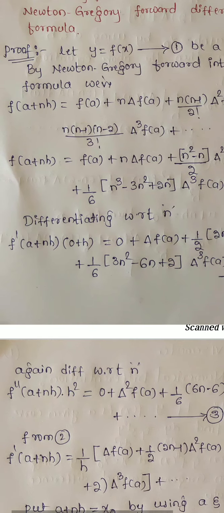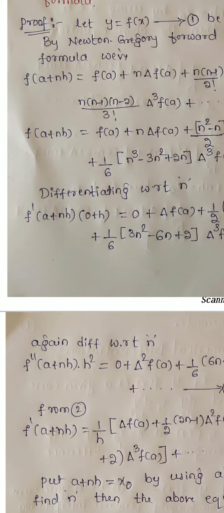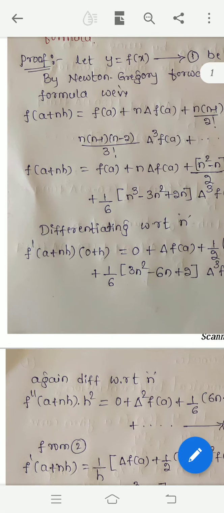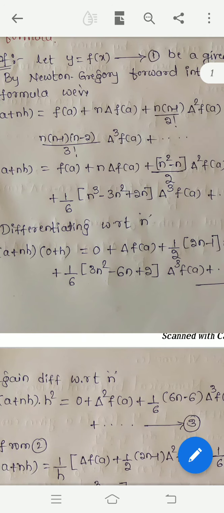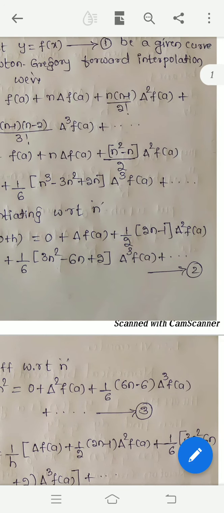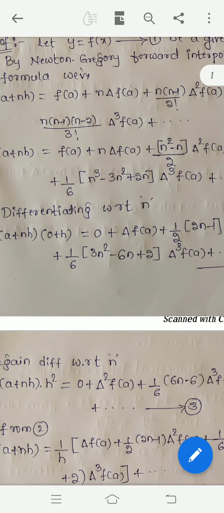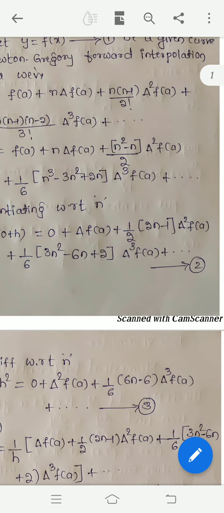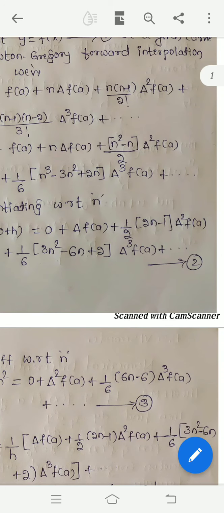and so on. Now we are differentiating with respect to n, then we get the first order derivative, that is f dash of a plus nh into, here a becomes 0 plus, with respect to n it is h, that is 0 plus h, so that is equal to, this term will become 0 plus, here with respect to n it is 1, that is delta f of a plus 1 by 2 into 2n minus 1 into delta square f of a plus, this term becomes what? 1 by 6 into 3n square minus 6n plus 2 into delta cube f of a plus, so on.